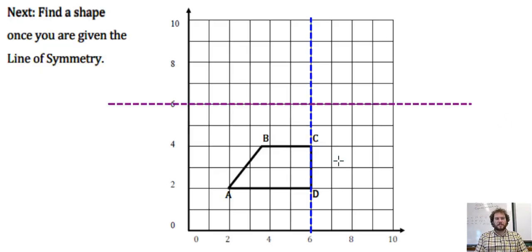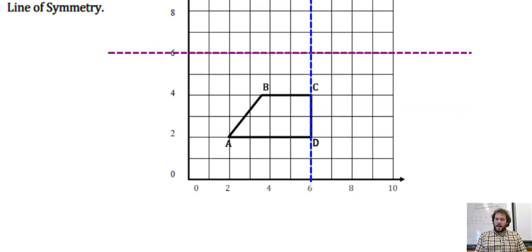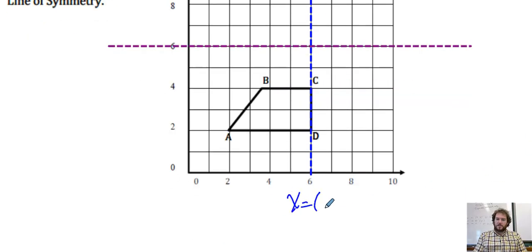But the other half of this is what happens when you're given the line of symmetry. So when I'm given the line of symmetry and I'm asked to find the reflection, the way that I like to do this is I like to break up my points into vertical and horizontal components. And what I mean by that is we would describe this blue line as being a line of symmetry at x = 6.